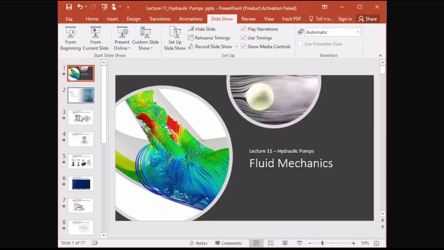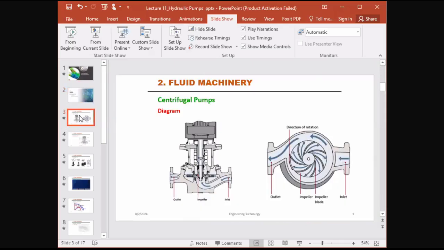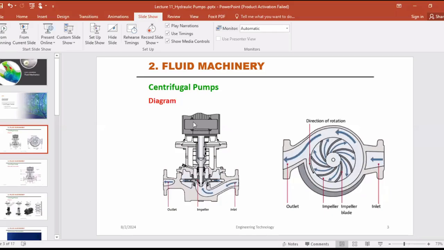In this part I will discuss the characteristics of a pump. Okay. Here you can identify a small diagram of a centrifugal pump. Okay. Then I sketch here. You can identify how the fluid is flowing through this pump.